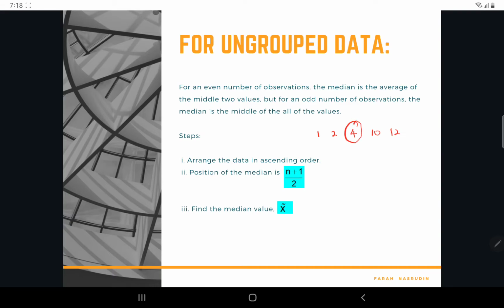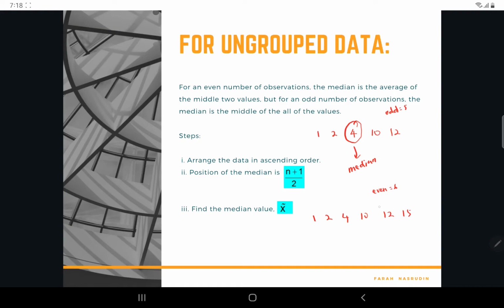This is our median. Our median is the middle one, the middle value of the data, if we have an odd number of data, here 5. However, if there is an even number of data, let's say our even data is 6: 1, 2, 4, 10, 12, and 15. It is already arranged in order.